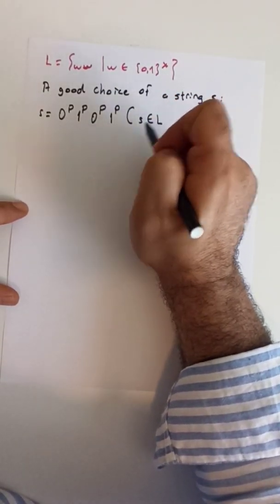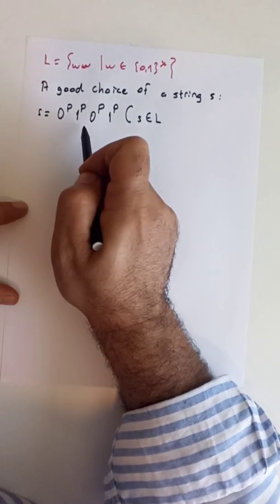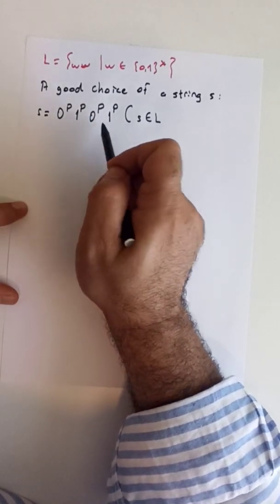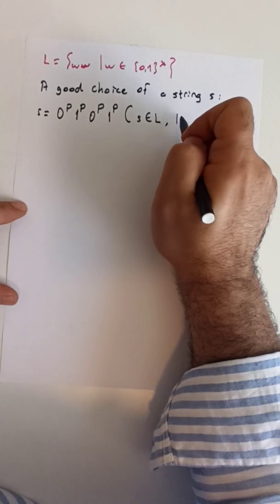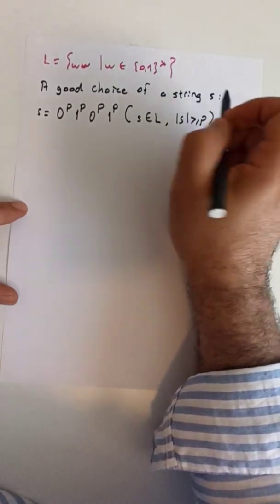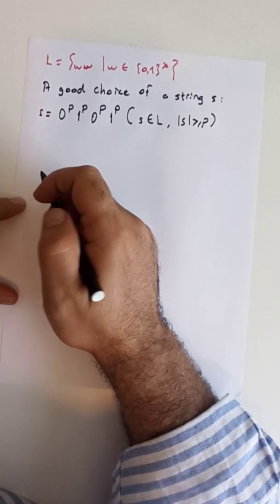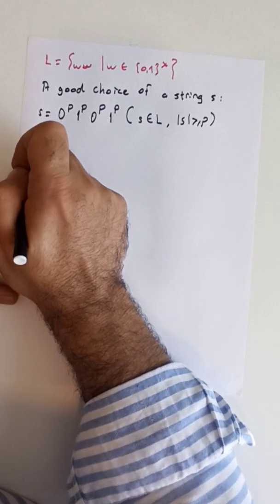The string should belong to the language. It does if we split the string into two equal halves. The first half, 0 to the p, 1 to the p, is the same as the second half, 0 to the p, 1 to the p. Therefore, the string is in the language, and its length is greater than or equal to p. Its actual length is 4p. So this is also satisfied. This means that for the purposes of the pumping lemma, we can use this string s.